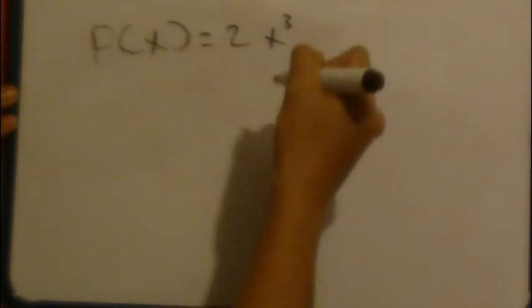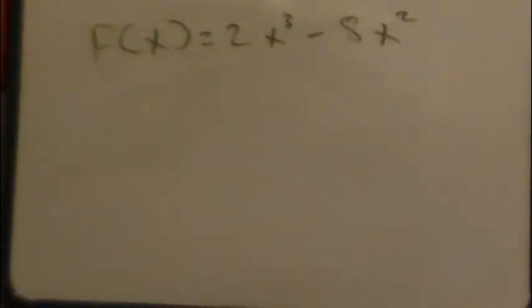equals 2x cubed minus 8x squared. Now, let's see what it asks. It asks, find all intervals from -2 to 2 where the slope is increasing.